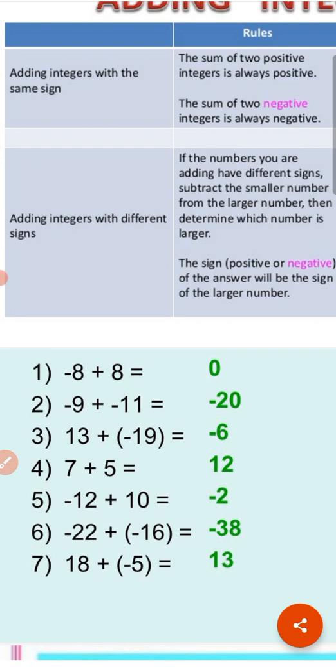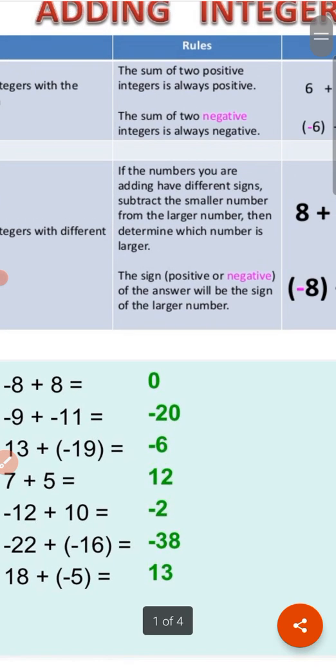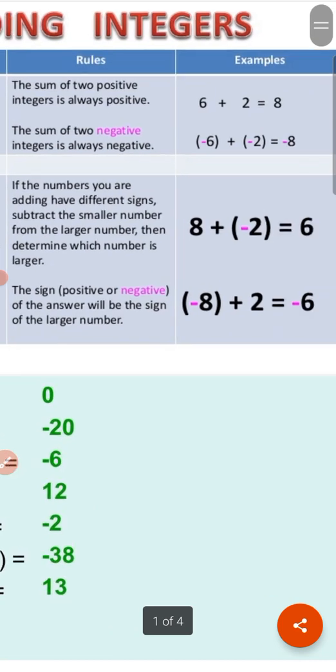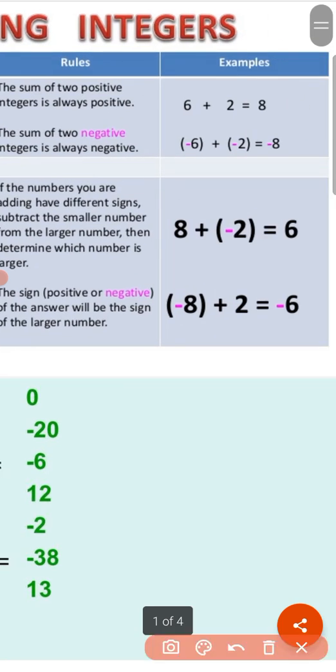Adding integers with the same sign. The sum of two positive integers is always positive. Example, 6 plus 2. 6 plus 2 is equal to 8.